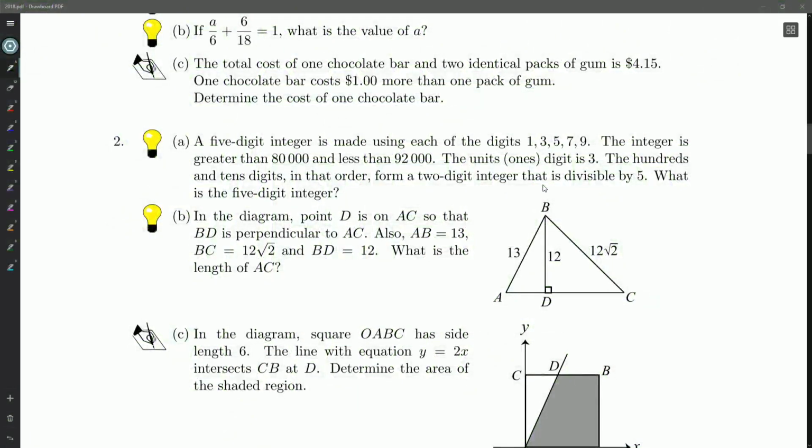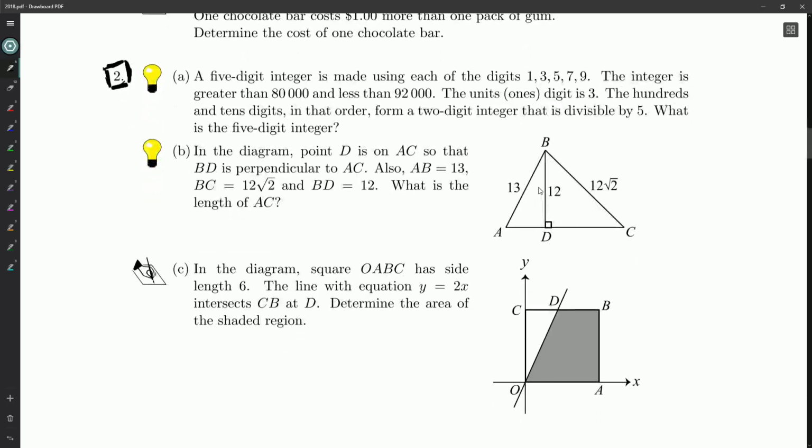We're going to continue our look at the 2018 Euclid paper with question number 2. So we still have 3 parts here. Still 2 light bulbs and a written question. We're still easing our way into the contest. What have we got for 2A?